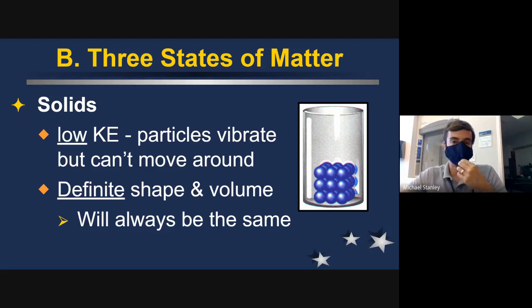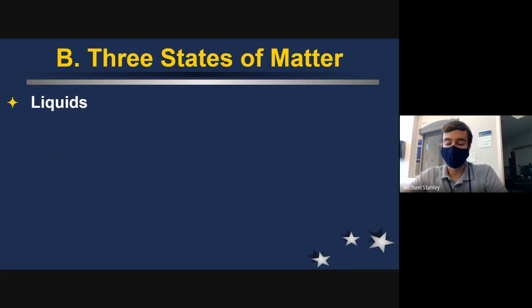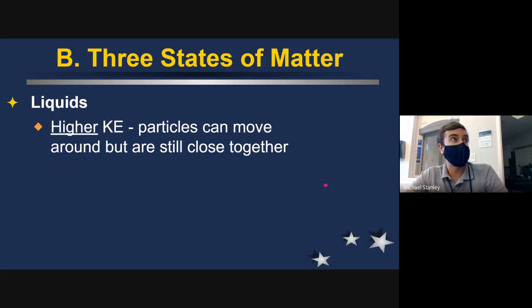If we add in some energy, we get some more movement going in these particles, then we could have some liquid. In a liquid, we have a little bit higher kinetic energy. So the particles are still kind of close together. They're not totally separated, but they can still move around each other. They're a lot more fluid. They're a lot more able to move. So this is a lot more motion than we saw in the solid, which is why they have this higher energy. More movement, more motion, more energy.